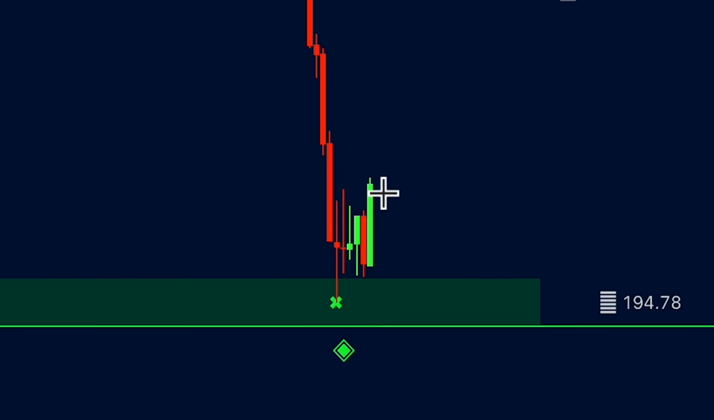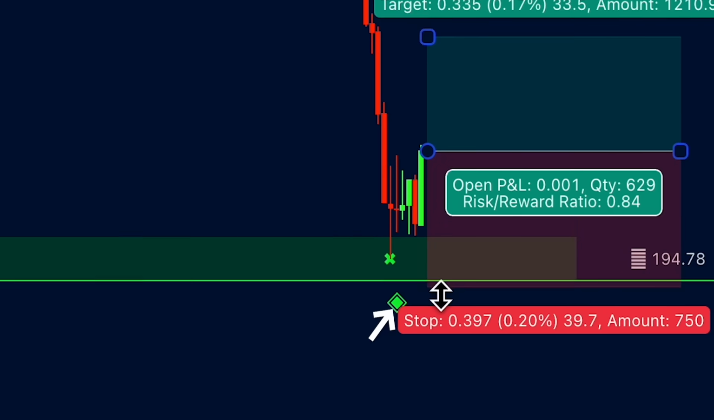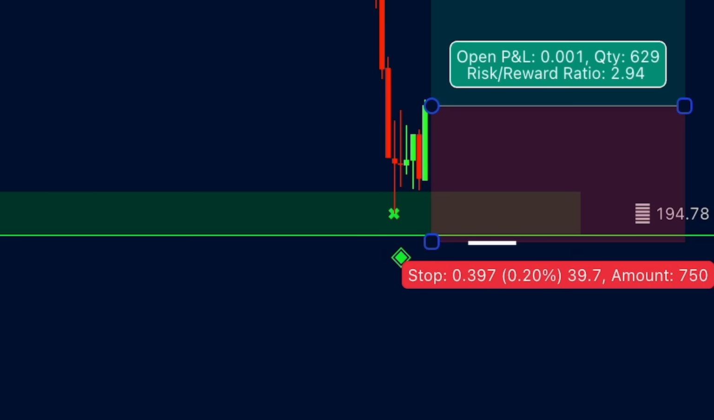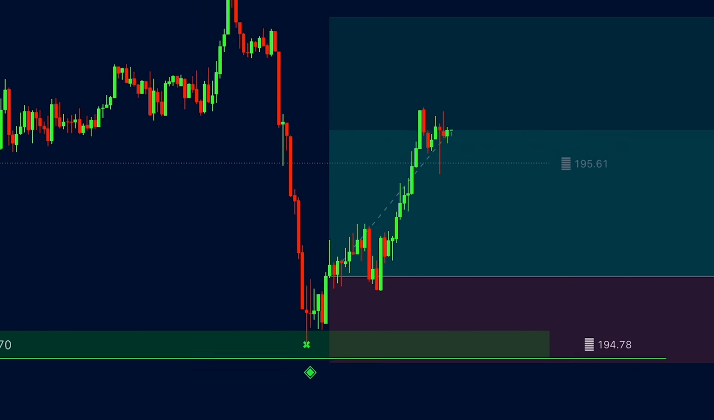Now, when all these 3 conditions are met, enter your long position when the green diamond signal appears, with buy power above 65%. Set your stop loss below the support zone, where buy power drops significantly, and target a 1-to-3 risk-reward ratio.